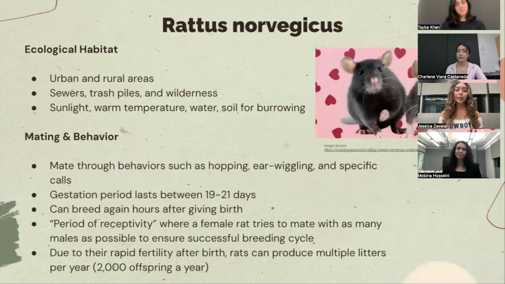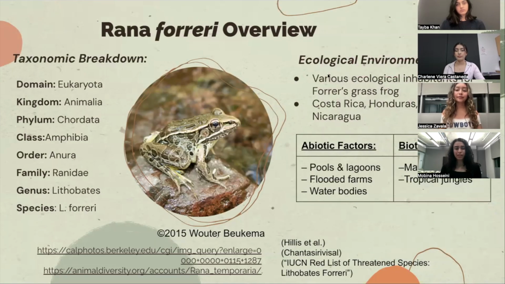As prey, they provide a food source for foxes, snakes, hawks, and other carnivorous animals. Rats thrive in diverse environments, including sewers, trash piles, and wilderness areas. They require sunlight, warm temperatures, water, and soil for burrowing. Rats exhibit unique mating behaviors such as hopping, ear wiggling, and specific vocalizations. Their gestation period lasts between 19 to 21 days, and they can breed again shortly after giving birth, leading to rapid population growth.